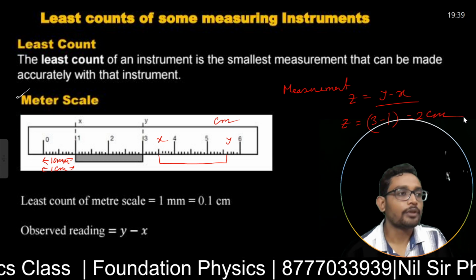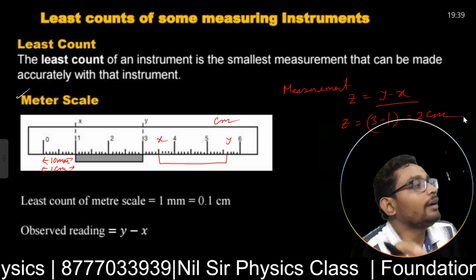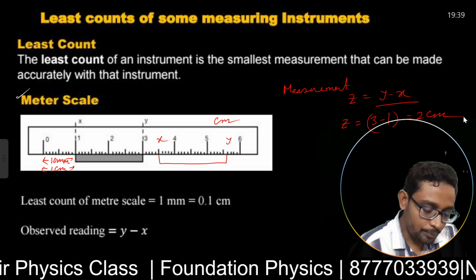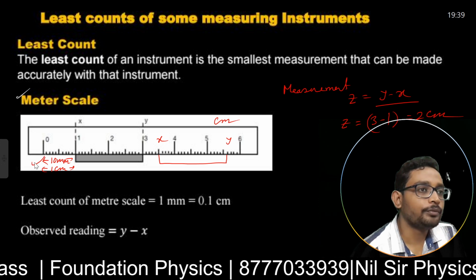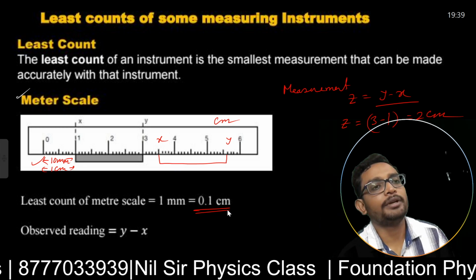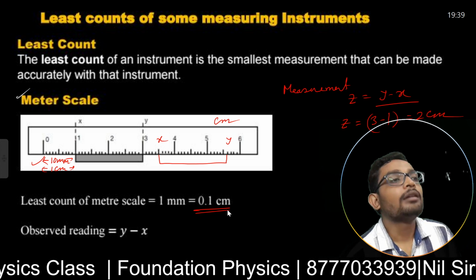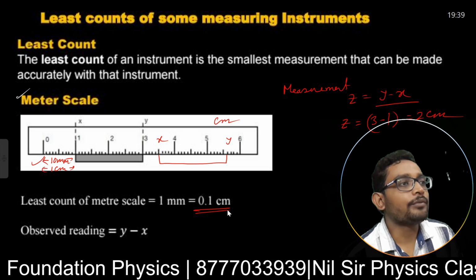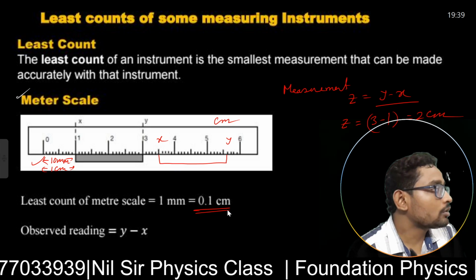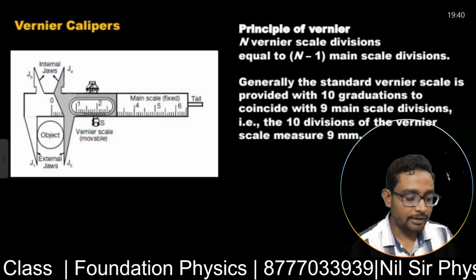What is the least count of this scale? 1 millimeter. It is the minimum measurement which you can measure from this scale, called the least count. Each division is its count. So from this scale you can measure only up to 1 millimeter or 0.1 centimeter. How can we measure a length or diameter more accurately? We will use a vernier caliper, or slide caliper, like this.